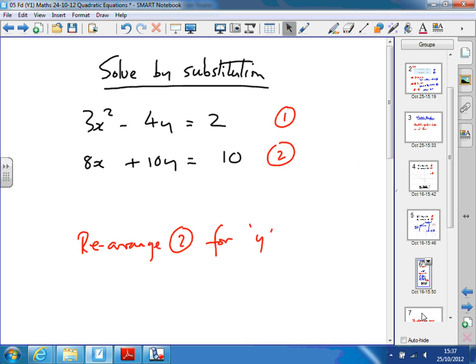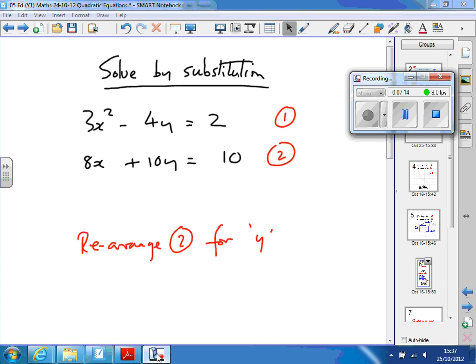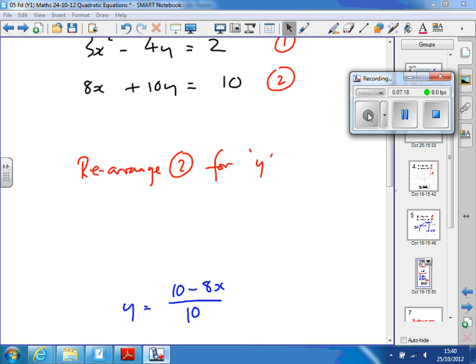Solve by substitution. There are my two equations, 1 and 2. Rearrange number 2, which is the easiest one to rearrange. Look for y. So rearrange number 2 so that it reads y equals something. Now just pause at this point, let you have a go at it. We get y equals 10 minus 8x over 10, hopefully.